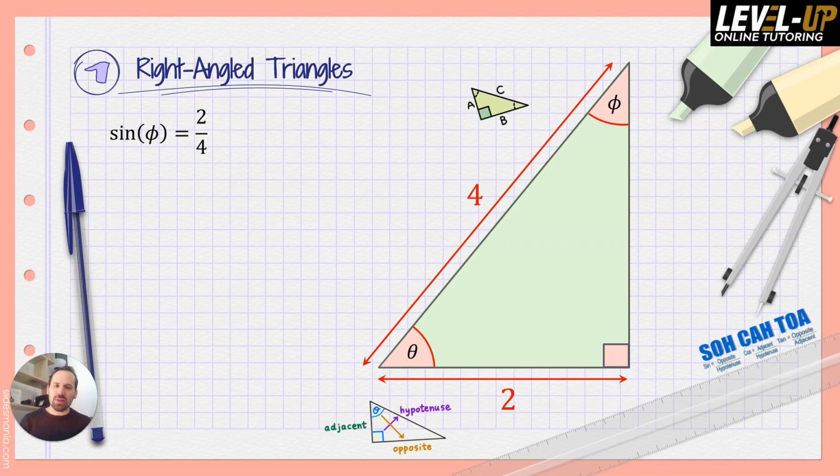So that one wouldn't be of use. So you've got to make sure you pick the right one depending on the information you have. So sine of phi is equal to 2 over 4, which is half. Now, if we want to get phi, we've got sine of phi.